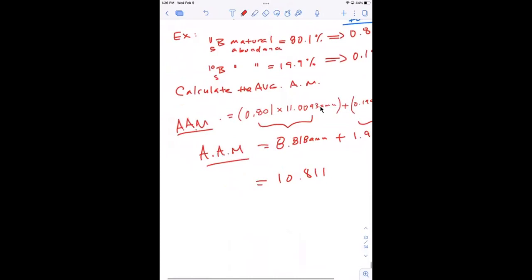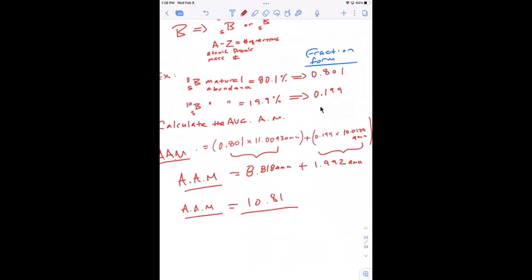10.811, and we're going to report it like it is on the periodic table. If you'll notice, on the periodic table, all of your atomic masses are reported in 4 significant figures. So we're just going to report it as 10.81. So the average atomic mass of boron is 10.81. And again, that is determined by the percent abundance or the fractional abundance of each isotope times its mass. And it's the sum of those numbers.